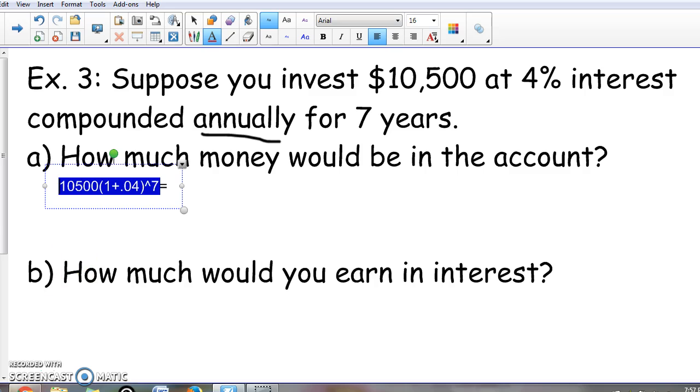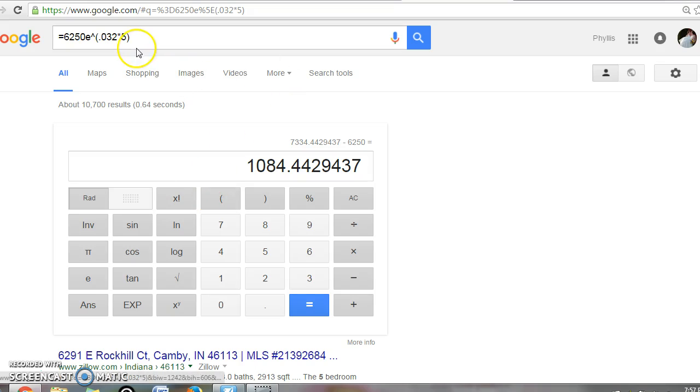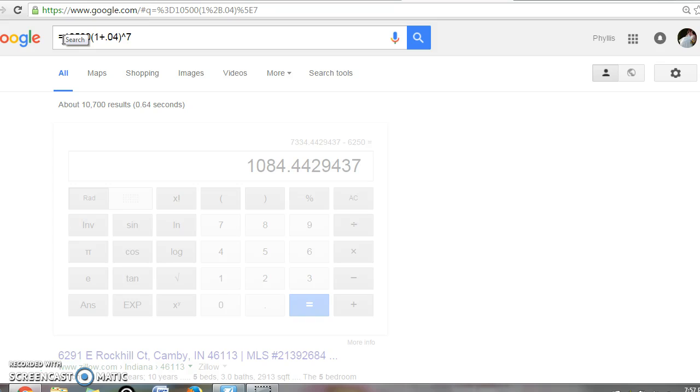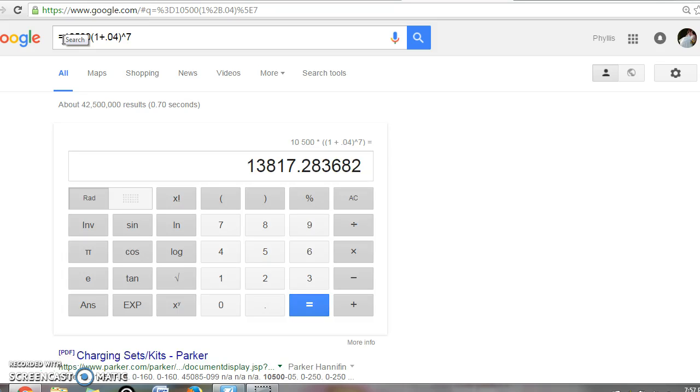So I'm going to go to mine, type it in, and how much is in my account is $13,817.28. I'm rounding properly here because the 3 says to leave that as an 8. If it was 5 or higher, I'd round it to 29 cents. And then you subtract this number minus the 10,500, and that would tell you how much you made in interest.